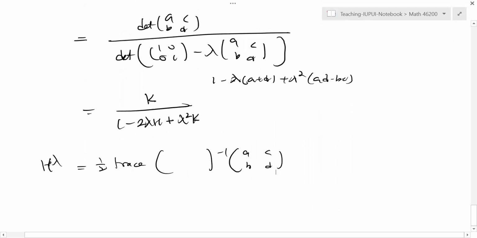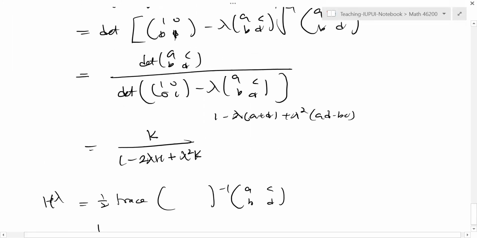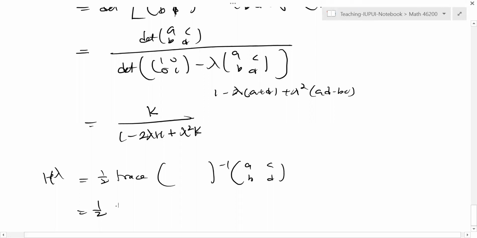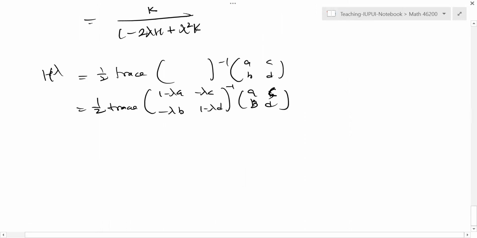So let me write this. This is actually the matrix 1 minus lambda A, minus lambda C, minus lambda B and 1 minus lambda D. Here's A, B, C, D. That's the matrix, so we have to find the inverse.